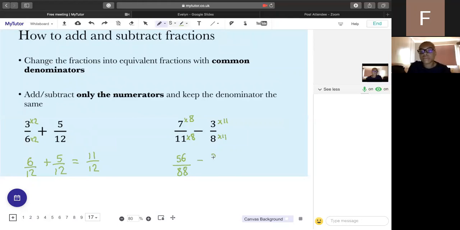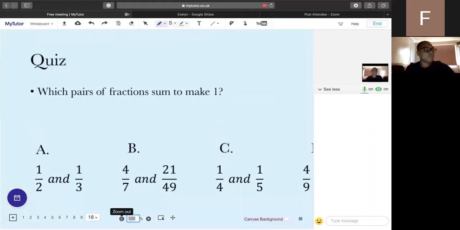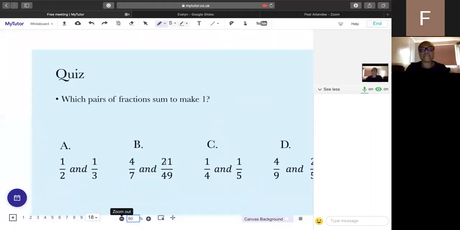So now we've got 33/88, because 3 times 11 is 33. And then we subtract only the numerators, so our answer would be 23/88. And that would be our answer. So adding and subtracting, we just make sure that we have common denominators and work with only the numerators. Now, multiplying is a little bit easier. But before we go on to multiplying, let's quickly go through this quiz.